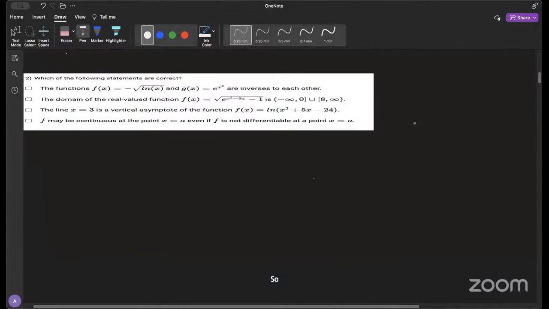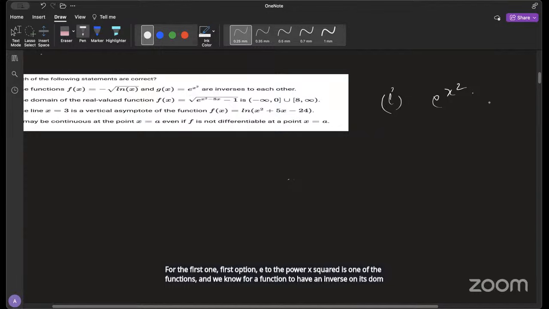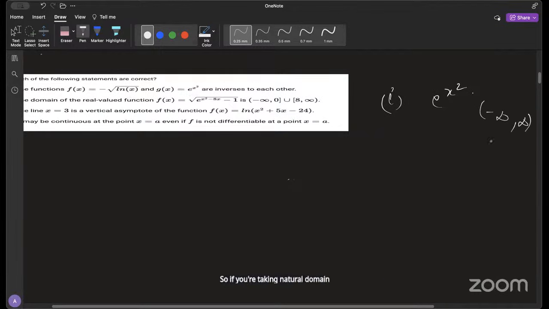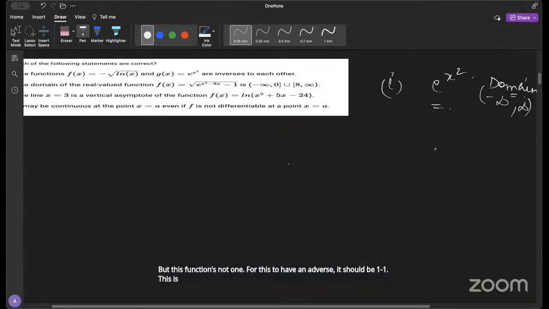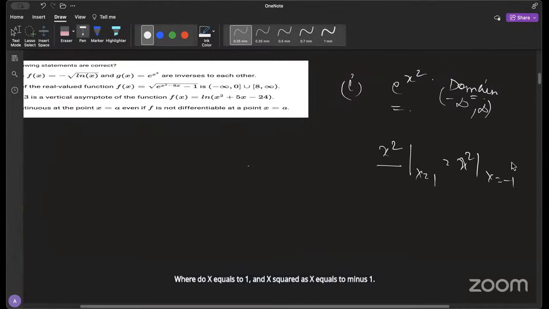So for the first option, e to the power x square is one of the functions, and we know for a function to have an inverse on its domain, if you're taking natural domain minus infinity to infinity, that's the domain we're taking, right? So on its natural domain, it should be 1-1. But this function is not 1-1. For this to have an inverse, it should be 1-1. This is not 1-1 because x square is not 1-1, right? x square is not a 1-1 function. So for minus 1 and 1, x square gives the same value. x square at x equals 1 and x square at x equals minus 1 both give you 1.